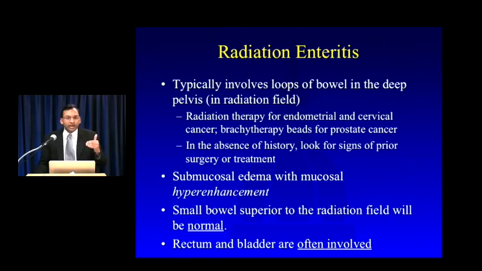Those bowel loops in the radiation port will look abnormal, but they are sharply demarcated from those bowel loops above the radiation field, which are going to look completely normal. Associated with this are often going to be abnormalities of the rectum and bladder, which are also involved, resulting in radiation proctitis and radiation cystitis.